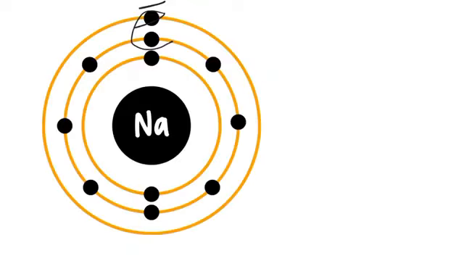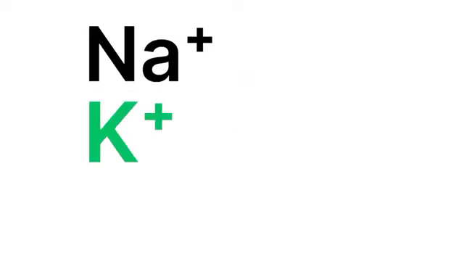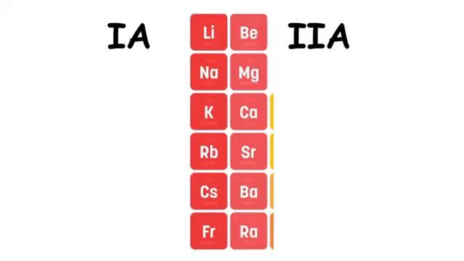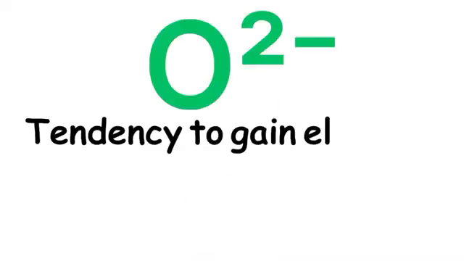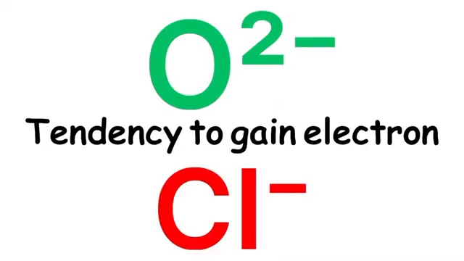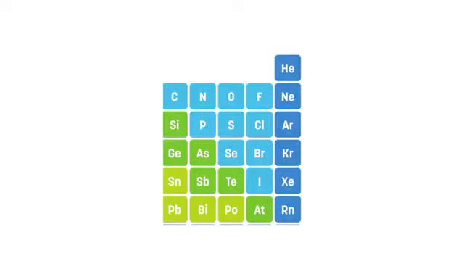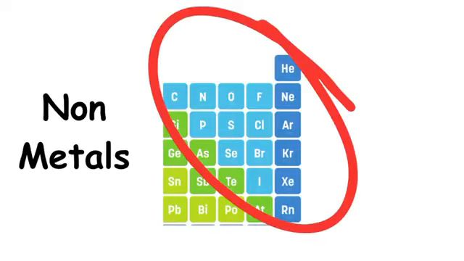Metals and nonmetals. Those elements which have tendency to lose electrons and form positive ions are called metals. For example, elements of group 1st and 2nd A are metals except hydrogen, and those elements which have tendency to gain electrons and form negative ions are called nonmetals. Elements of group 6th A and 7th A fall in this category.